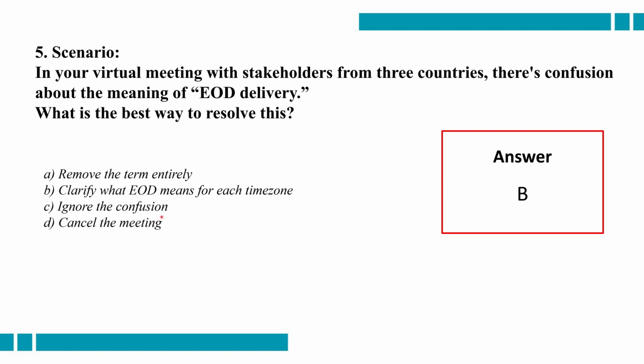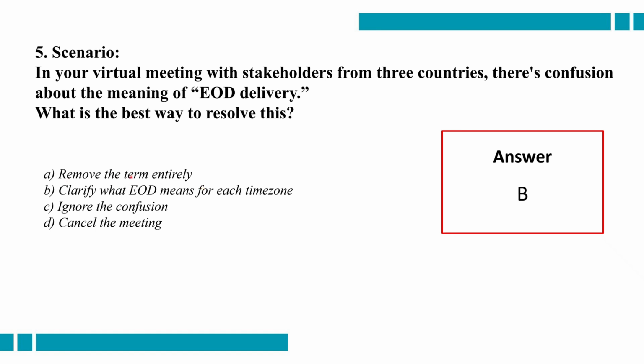Why? EOD, end of day, can mean different times depending on the country. For example, EOD in India, let's say 6 p.m. IST, and EOD in the US could be 5 p.m. EST. So without clarification, deadlines may be missed due to different interpretations. So the best solution is to clarify and agree on an exact time with time zones so everyone is aligned. So this shows clear communication, proactive problem solving, and respect for global teams.